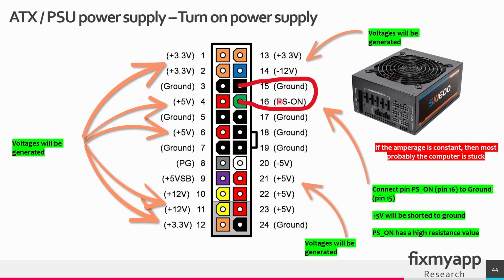The PS on pin is used to control whether the power supply is on or off. This pin is located on the 24 pin ATX connector, and by default this pin is 5 volt high. When you jump this pin to ground, this power supply will be turned on and it will start generating all these voltages. The resistance on this PS on pin is very high.